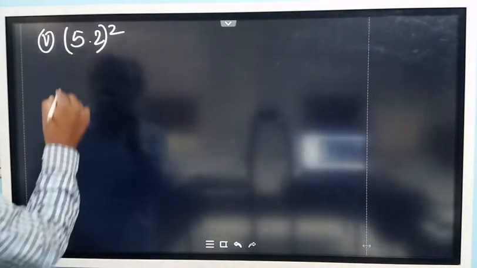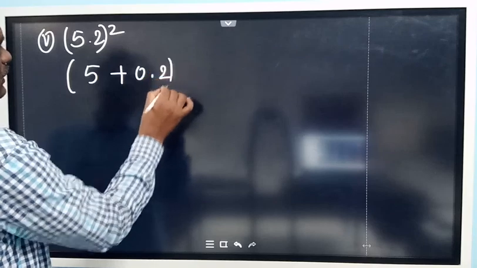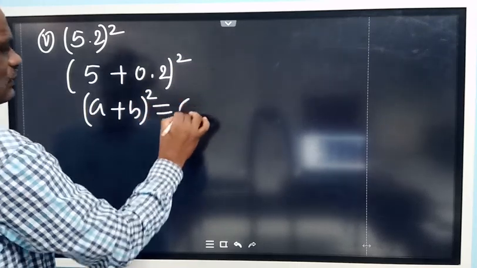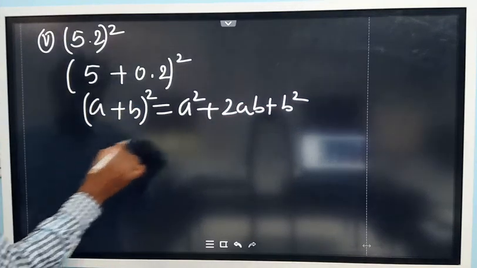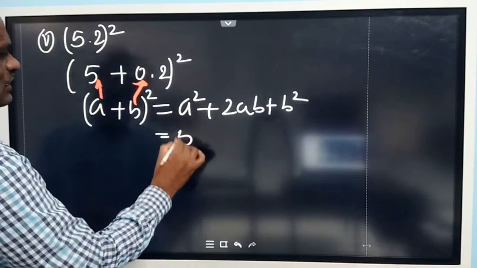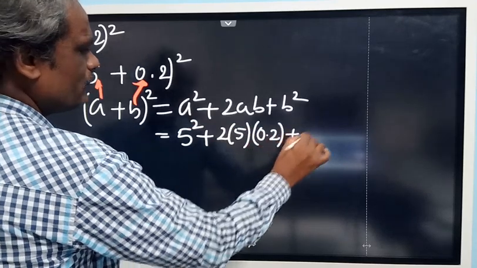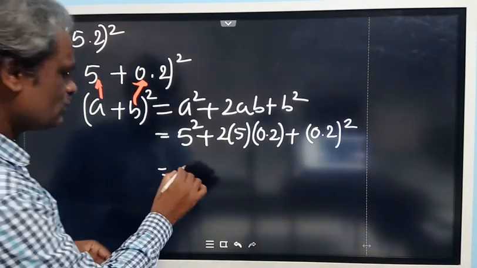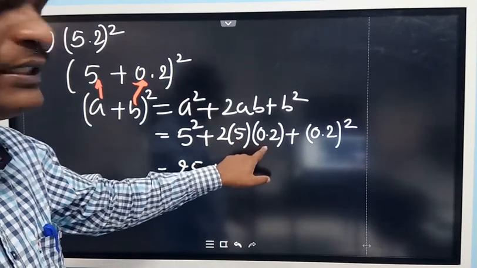5.2 whole square can be written by splitting this number 5.2 as 5 plus 0.2 whole square. This is in the form of a plus b whole square, equal to a square plus 2ab plus b square. So a value is 5, b value is 0.2. So 5 square plus 2 into 5 into 0.2 plus 0.2 whole square. 5 square means it is 25. 2 fives are 10, and 10 into 0.2 gives you 2 only.